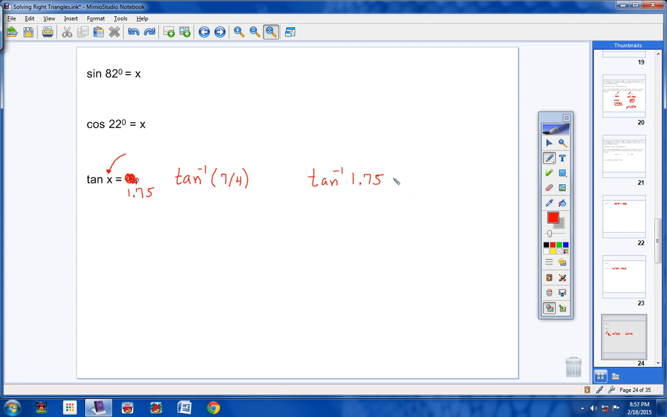60.2551187. So it equals approximately 60 degrees. So there you go, your answer is 60 degrees. So you found the angle. So when you take the tangent of 60, you get approximately 1.75. So we were missing an angle, and we used the inverse tangent.